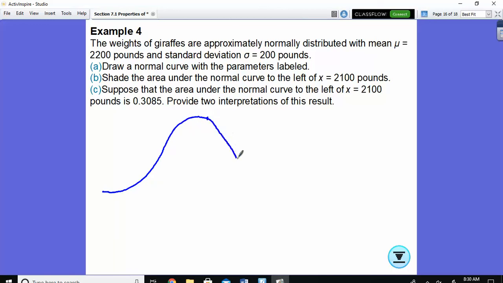Okay, if I ask you to draw a normal curve, you're drawing me a nice bell-shaped curve. Where is my center? It's the mean, which was 2,200. Then these points, my inflection points here, have to represent my standard deviation. My standard deviation was 200, so that means 200 above and 200 below. So 200 above this is 2,400, 200 below it is 2,000.